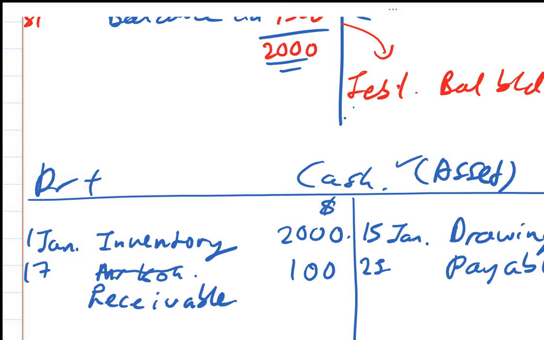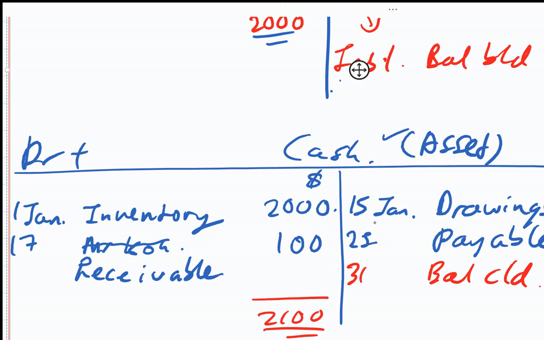Next one, cash. So you have 2,100 on the left, you have 50 and 80 on the right. So the closing balance is therefore 1970. Sorry, 1970. So that is the closing balance. Okay, good. So it gives you 2,100, and after that you bring over to February the 1st. Balance brought down 1970. Easy, so far so good.